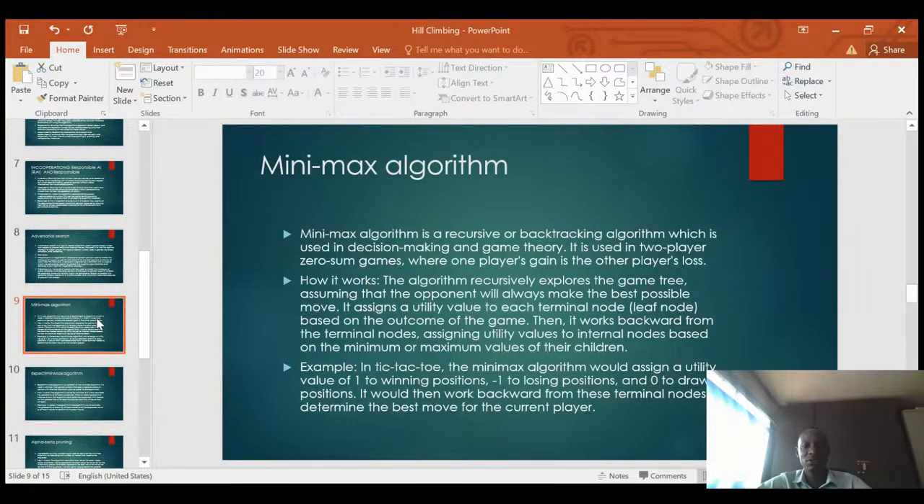The minimax algorithm would assign a utility value, let's say 1, to a winning position, and then -1 to a losing position, and 0 to a draw position. It would then work backward from these terminal nodes to determine the best move for the current player.